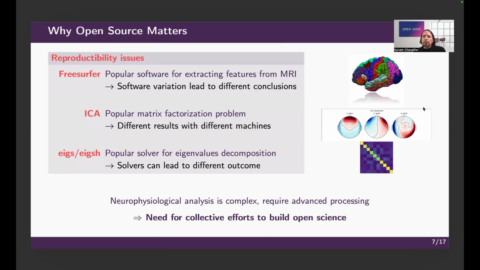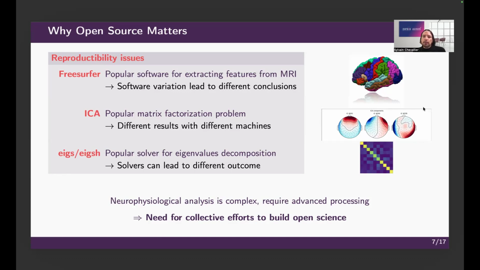For example, there is the FreeSurfer application that is very popular for extracting features in MRI, and due to very good user scrutiny, it was possible to see that some variation in the software could lead to very different conclusions. And a paper was obtaining very different conclusions based on the analysis that was only explicable through software variation.